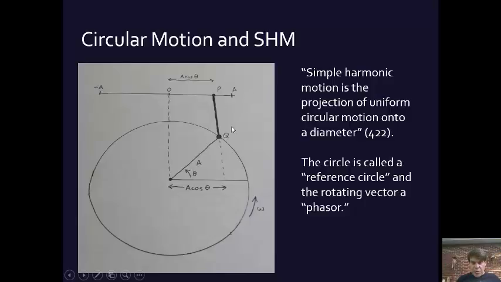And so then Q is a point going around the circle, and we're going to measure the angle theta in radians, and omega is again the angular velocity, going around this circle in radians per second, probably.